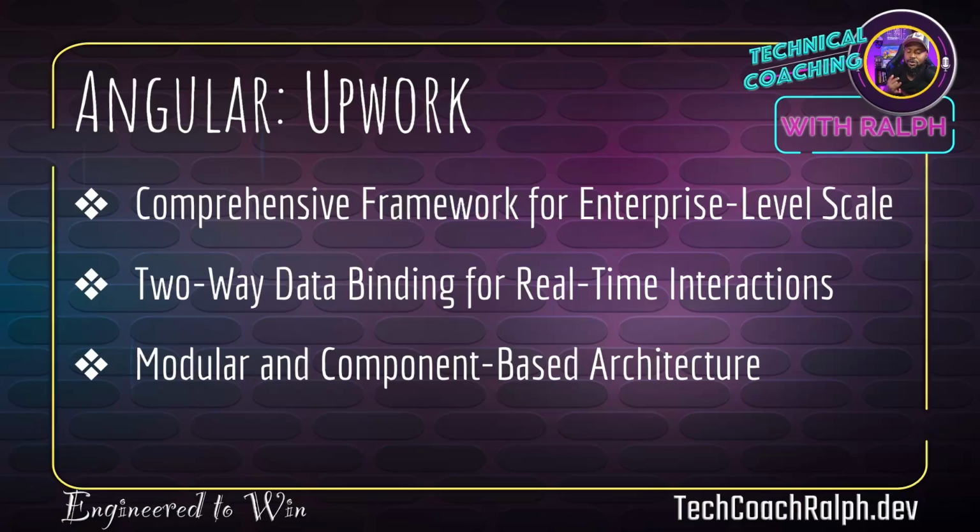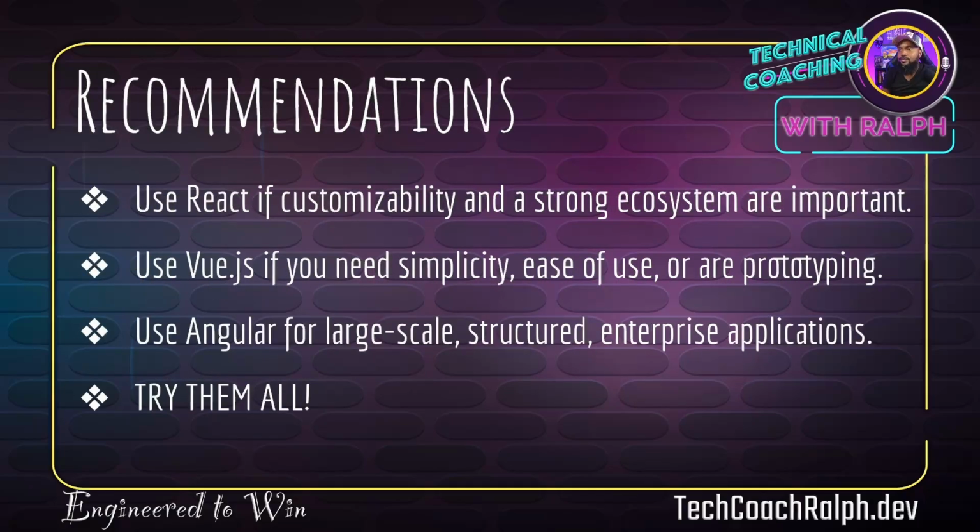So Upwork using Angular, Airbnb using React, and Alibaba using Vue.js. So what are some recommendations, right? So use React if customizability and a strong ecosystem are important to you. Use Vue.js if you need something simple, easy to use, and are prototyping, you're just trying to get started, trying to see what's going on. That's an easy one to get started with. Use Angular if you're going to be building a large scale structured enterprise application.